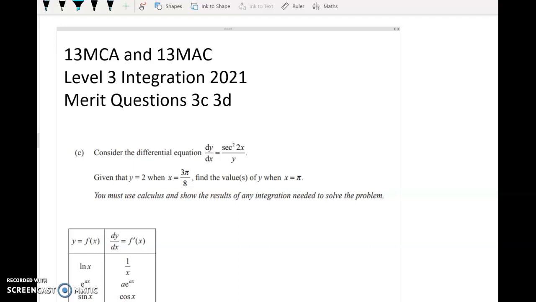Kia ora, Year 12. Here are the last two merit questions from the integration paper last year. So again, I'm going to pause the video and get you to have a go at them first.